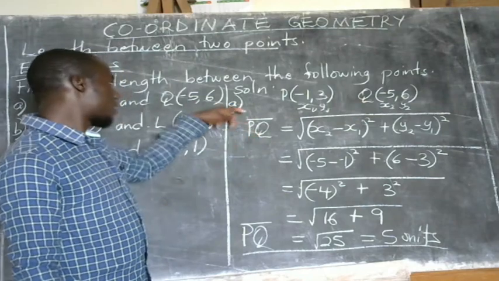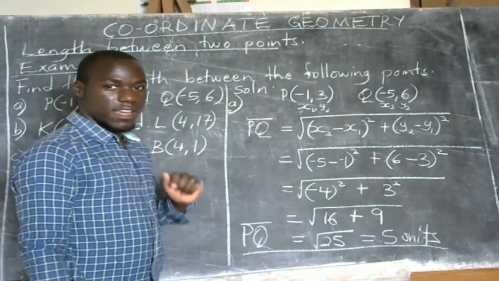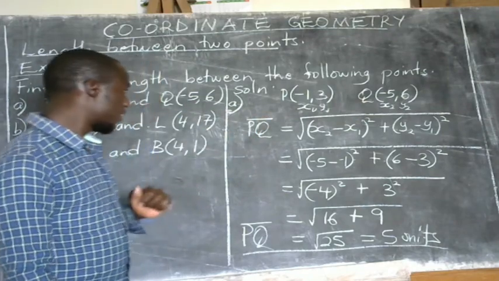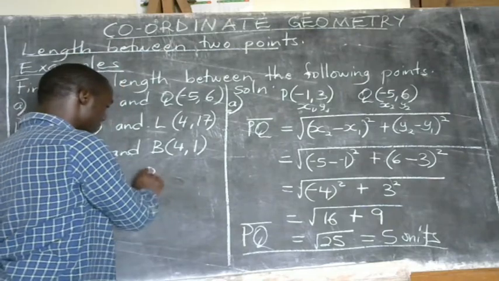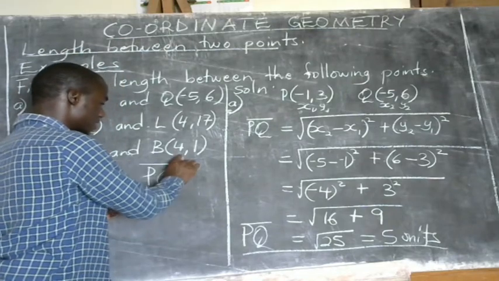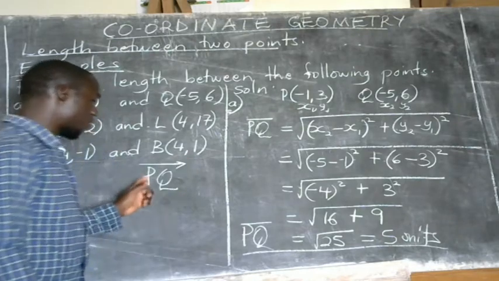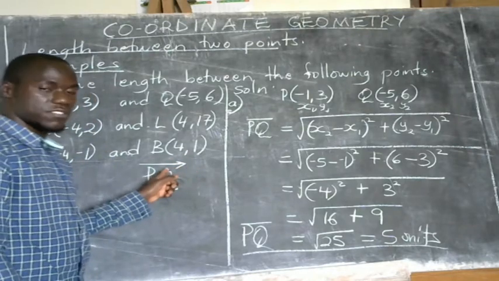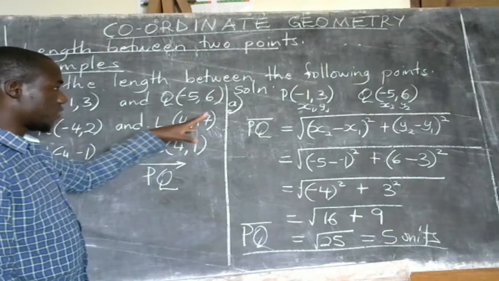Now this bar here just means length, but when you go to vectors, to mean that PQ is a vector, they add an arrow there. So that is the difference there.